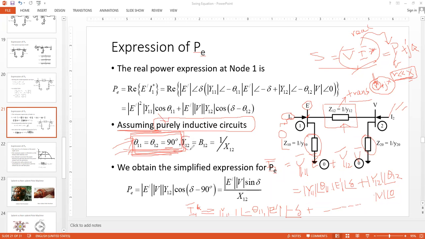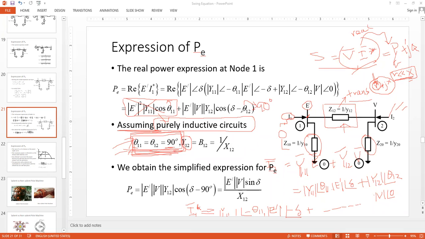So what will happen then? Y12. Okay, so let's see. Theta 11 and theta 12 become 90 degrees. So what do you get here? Cosine 90. How much is that? Cos 90 equals 0. Cosine 90 is 0, so you get rid of this. Theta 1 to 90. What do you get?